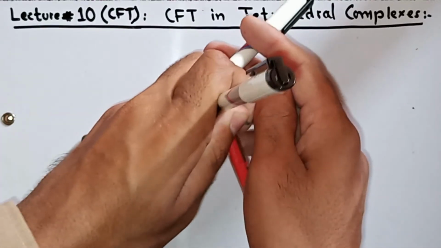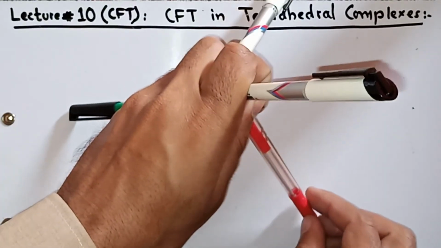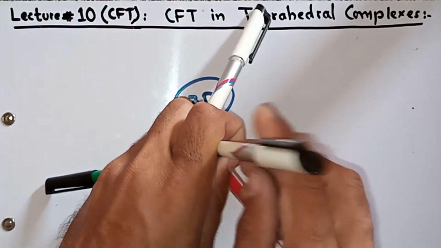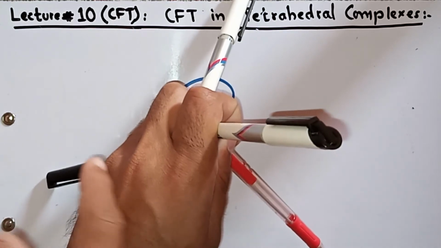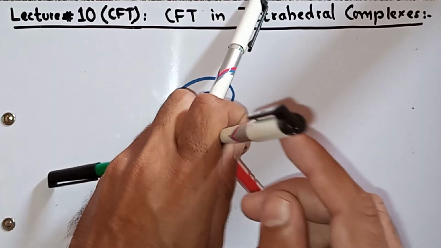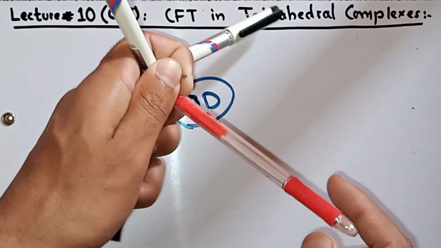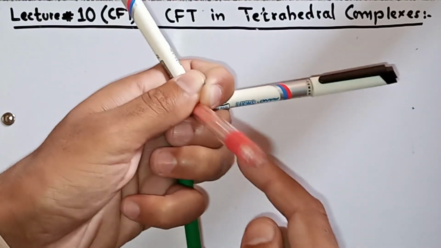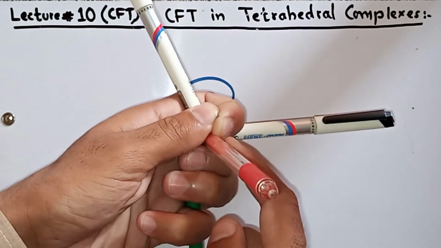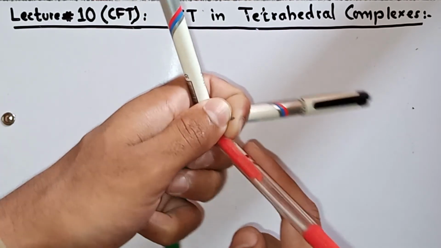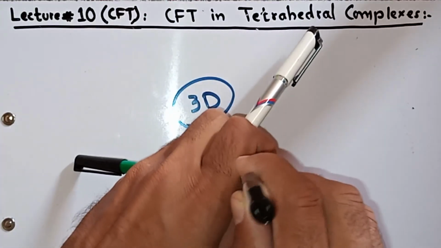Tetrahedral geometry will be like this. Is that right? Tetrahedral geometry will be like that. One ligand from this direction, one in this direction, one in this direction, and one from the other side. The point where all the planes meet will be the place of the central metal atom.